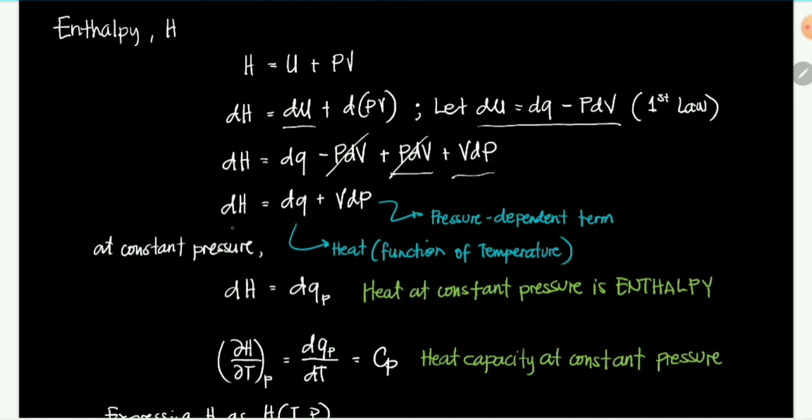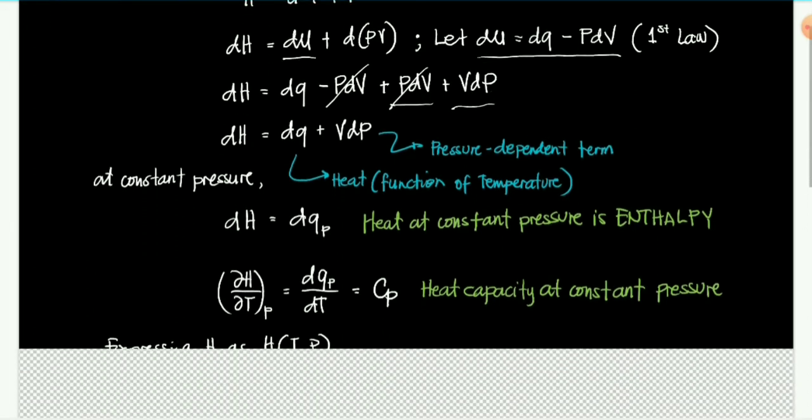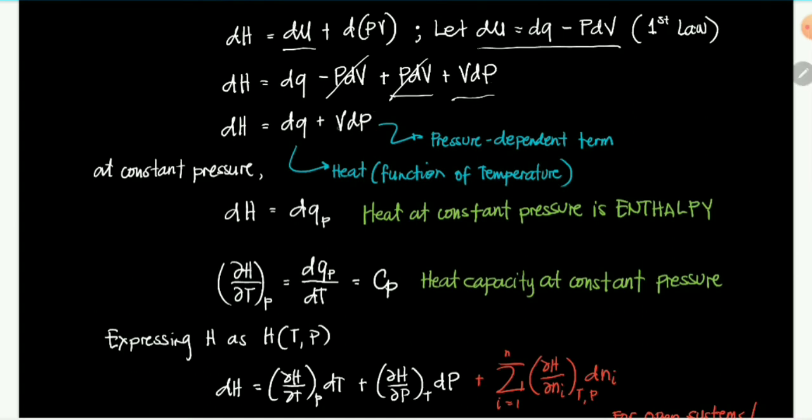So therefore, H is a state function that is dependent on temperature and pressure, or it can be expressed as a function of temperature and pressure based on the first law of thermodynamics. Okay? So at constant pressure, the dP cancels. At constant pressure, dP cancels, so dH is equal to dQp. Therefore, we can say that the heat at constant pressure is enthalpy. So enthalpy is the heat of change at constant pressure.